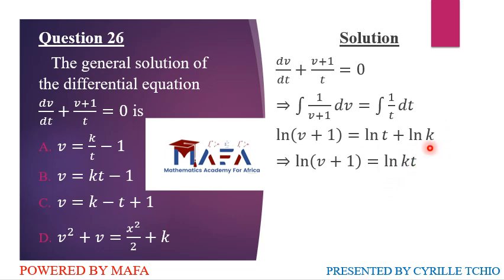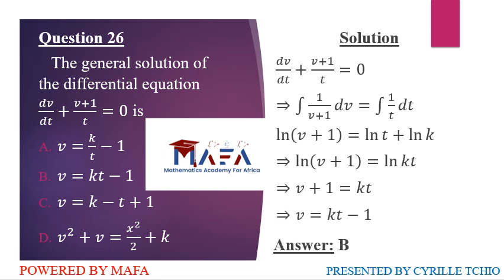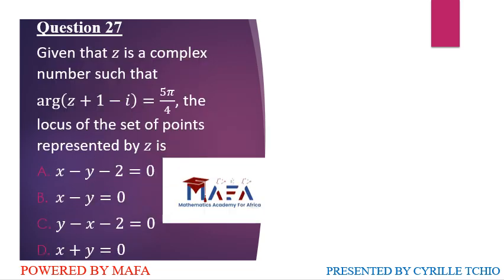So you just multiply, and then taking exponential of both sides, you're going to get v plus 1 is equal to kt, because exponential of ln a is equal to a. So this is v plus 1 equal to kt. I mean v is equal to kt minus 1. Answer B.